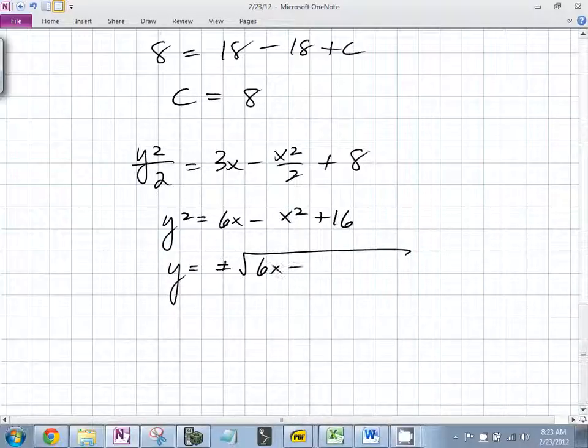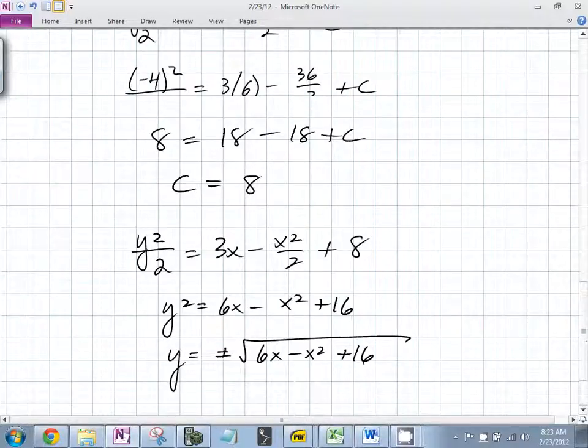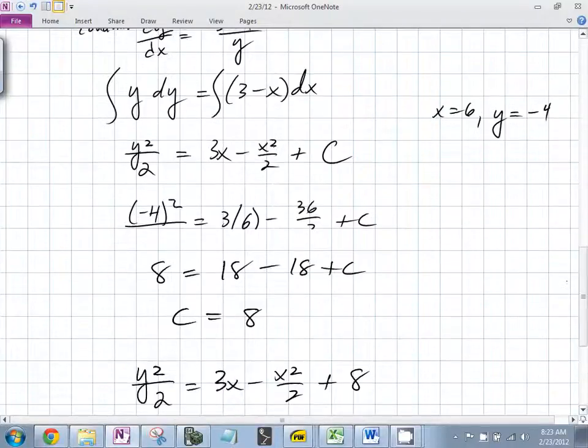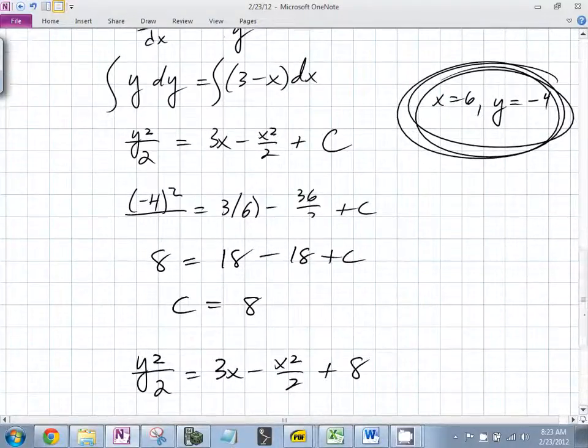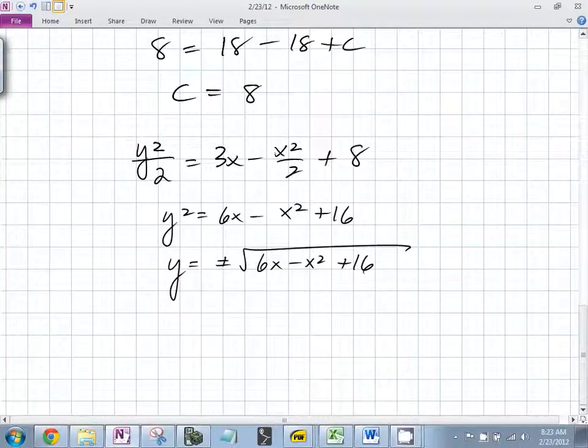How do we figure out which one we want? We can't use both of them. We need one. We need a function. That's not a function. Hint: when x is 6, y is negative 4. Look at this equation. Which one is it going to be? The positive one or the negative one?